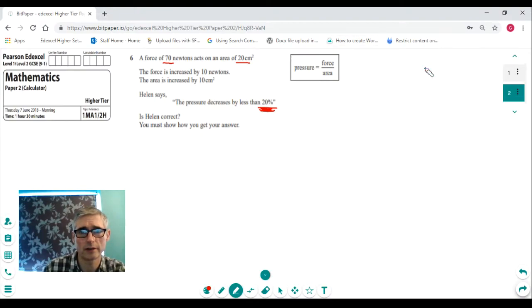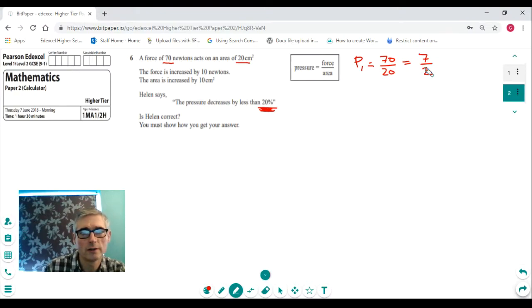So we'd need to start out by working out the initial pressure, which I'm going to call P1. So P1 is going to be the force, being 70, over the area, which is 20. So if we simplify that as a fraction, we'd get 7 over 2.